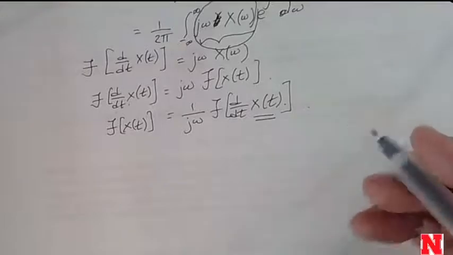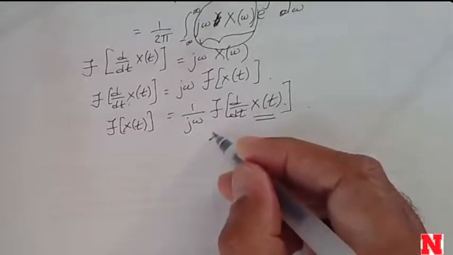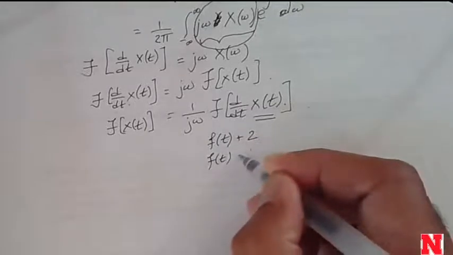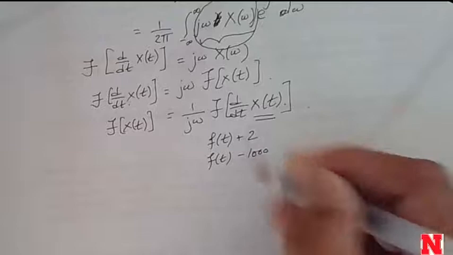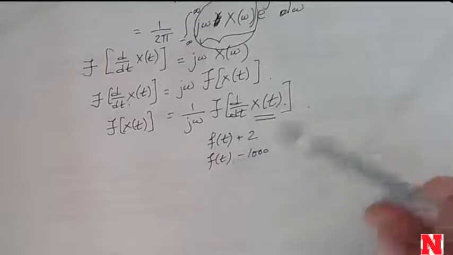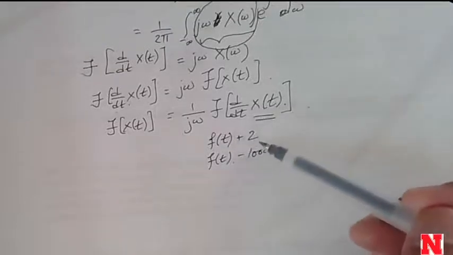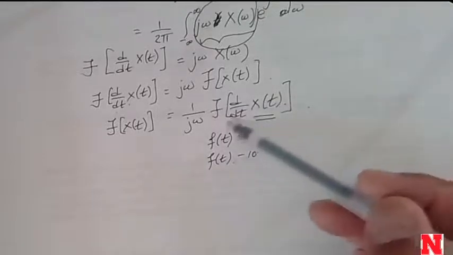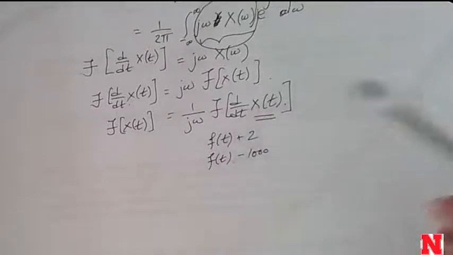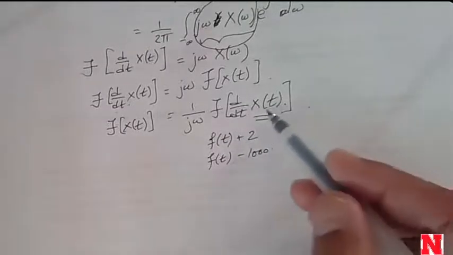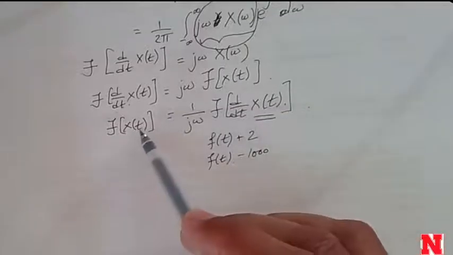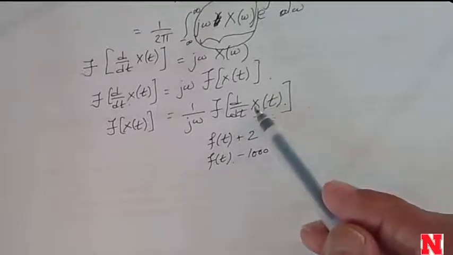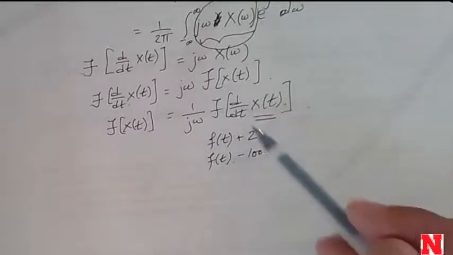Otherwise, what I will get is, if I have some function of t plus 2 and some other function of t minus 1,000, both of them would have exactly the same derivative, because this term will always go to 0 when I take the derivative. It'll seem like both of these terms have the same Fourier transform, which is not true. Okay, so if I'm using this method to find the Fourier transform of something, I need to make sure that the function has 0 DC value.